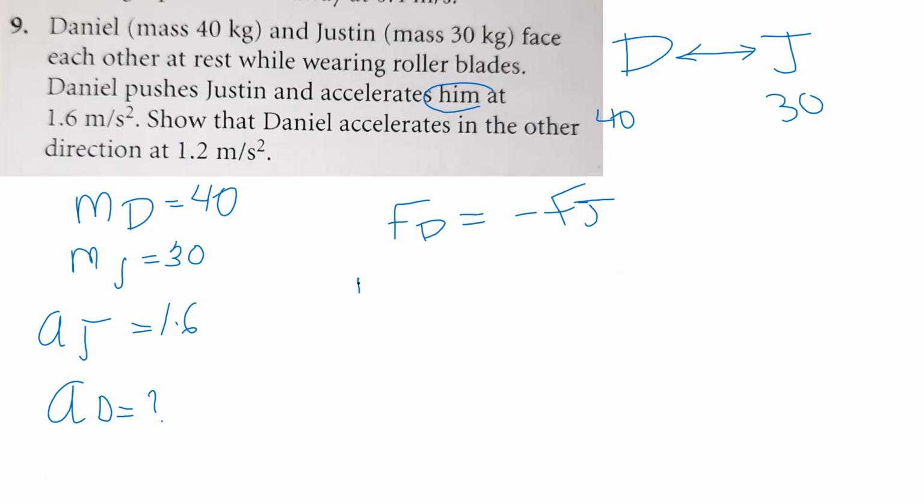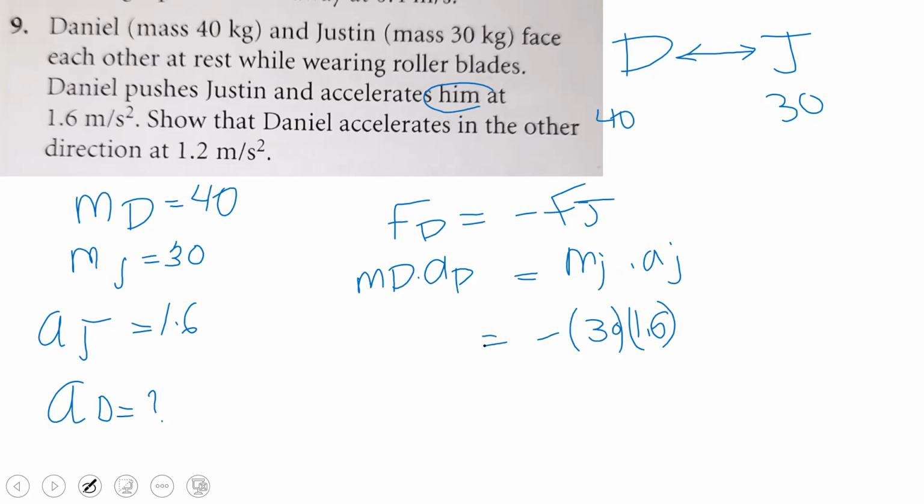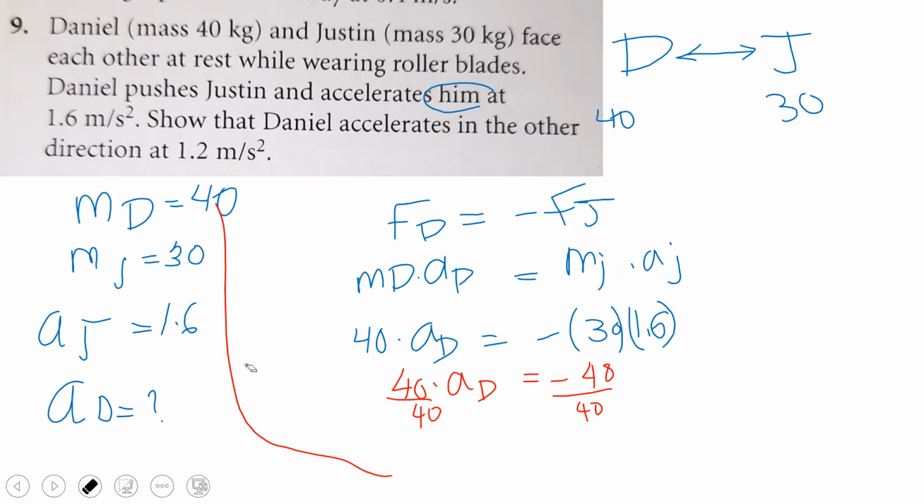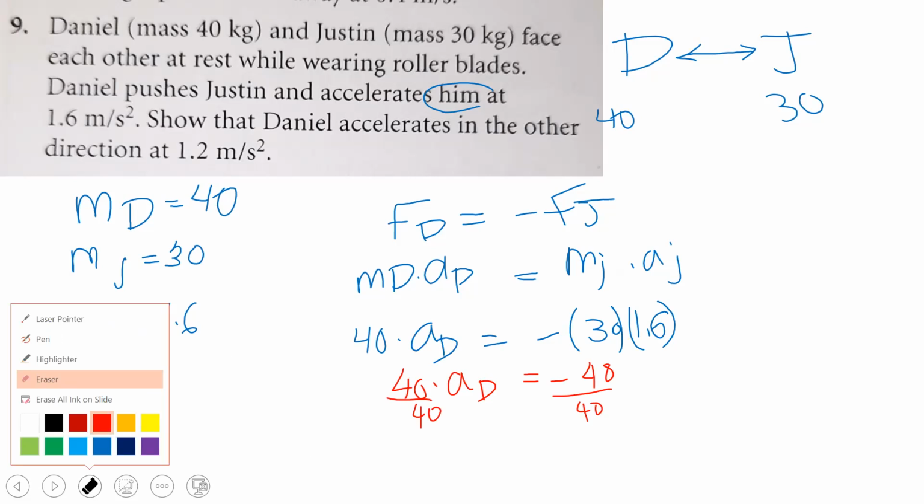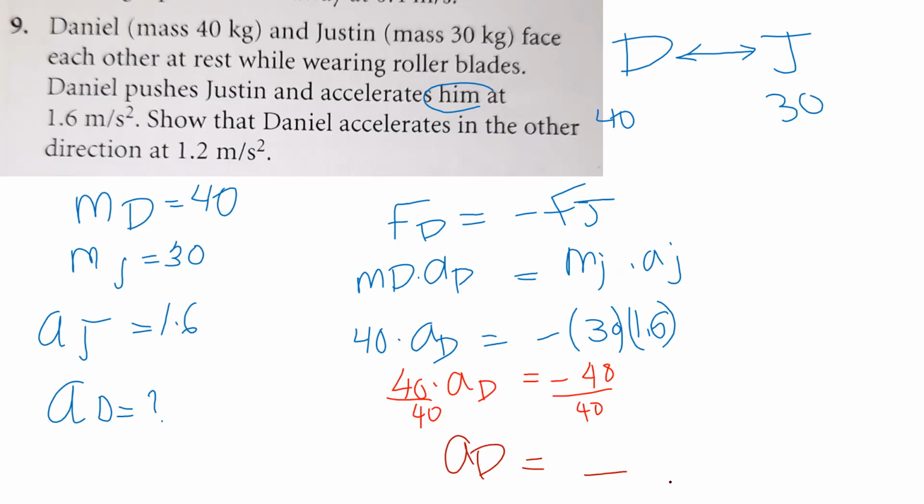Now the force of Daniel will be the mass of Daniel times the acceleration, and of Justin, it will be the mass of Justin times the acceleration of Justin. The acceleration of Justin is 1.6, and the mass of Justin is 30, times negative, equals m times a. M is 40, and this is the acceleration of Daniel. So 40 times a equals negative 48. Divide by 40. So you'll find that the acceleration of Daniel will be negative 1.2 meters per second squared.